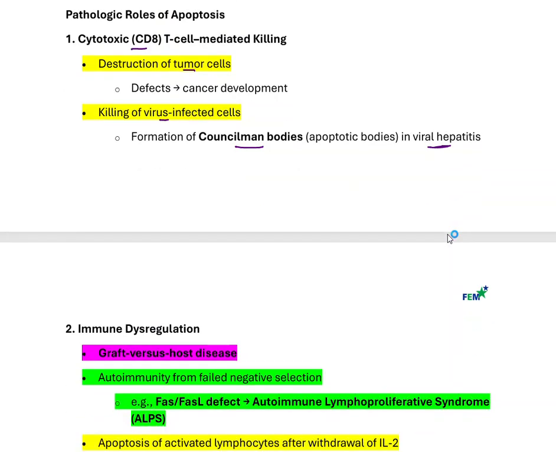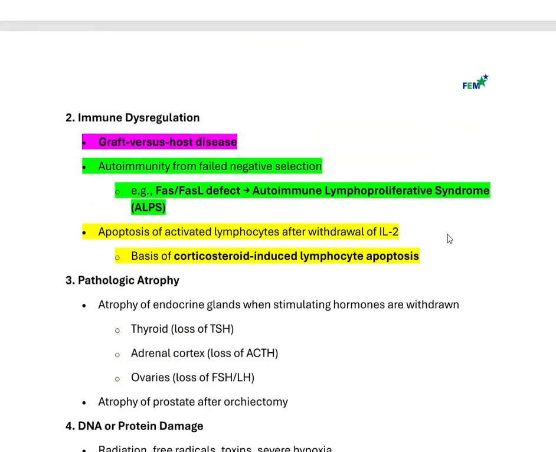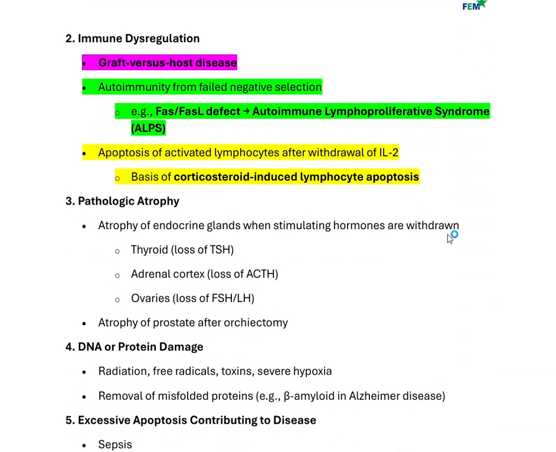The next example under pathologic role of apoptosis is immune dysregulation. So for instance, after organ transplant, one of the complications is graft versus host disease, whereby the graft, which is immunocompetent, is rejecting the host who is immunocompromised. And that could lead to graft versus host disease.